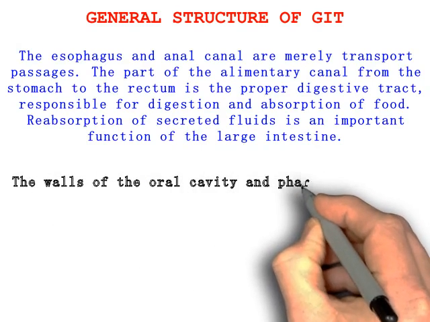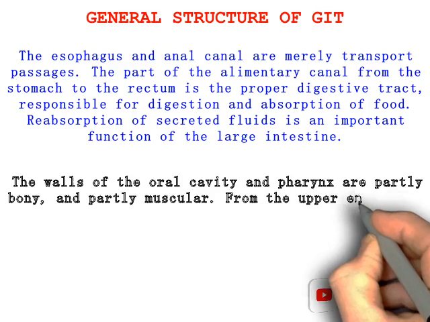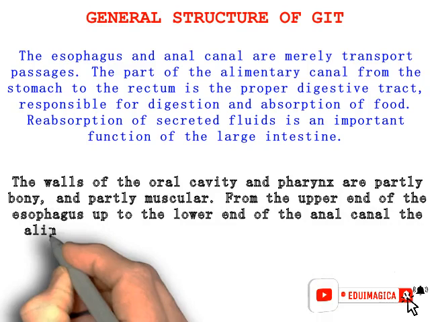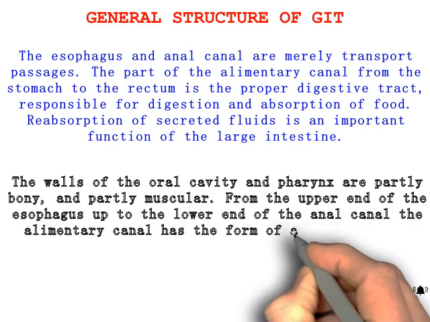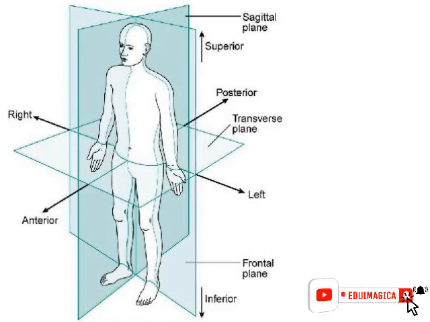The walls of the oral cavity and the pharynx are partially bony and partially muscular. From the upper end of the esophagus up to the lower end of the canal, the alimentary canal has the form of a fibromuscular tube. Now, before studying the histology of the gastrointestinal tract, we must know the anatomical planes in humans. There are three basic planes in zoological anatomy. We have the sagittal, coronal, and the transverse plane.